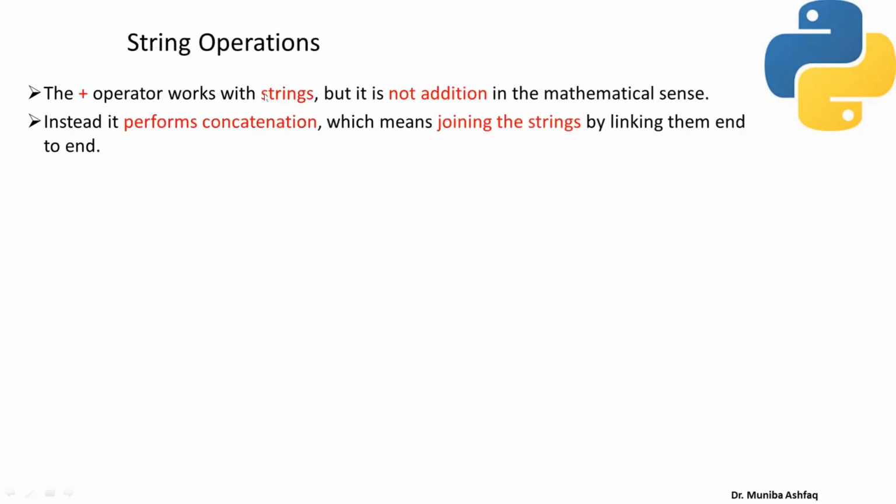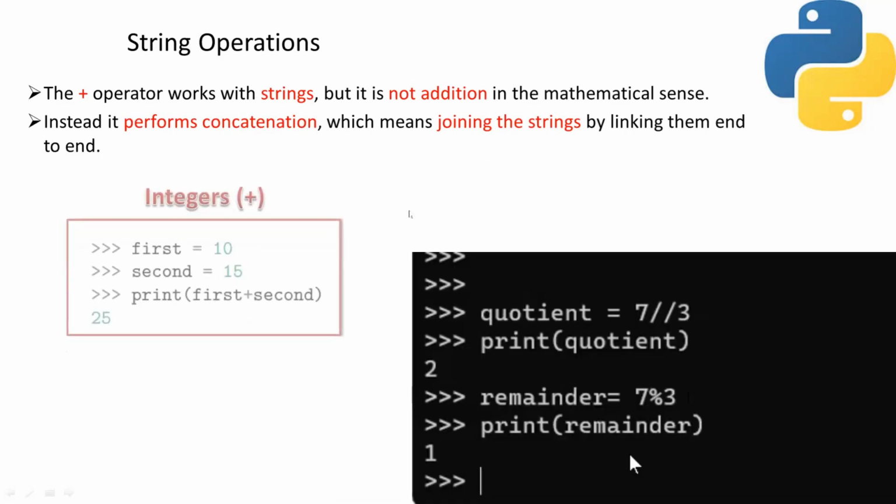Now string operation. Not only is this plus operator used with integers, but it can also be used with strings. It's not an addition in the mathematical sense. If we are talking about strings, then it's not the same as the addition we do in mathematics. Instead, it performs concatenation. So this plus sign, when it's used with strings, performs concatenation. It makes the two strings together, joining the strings by linking them end to end.